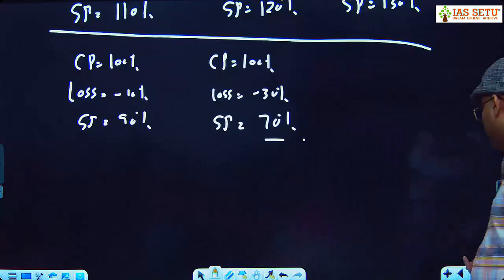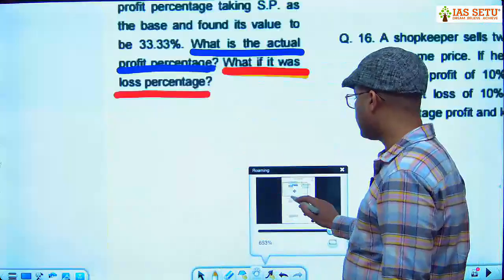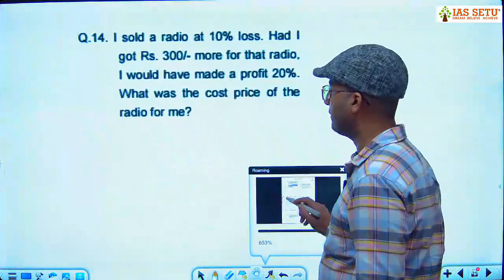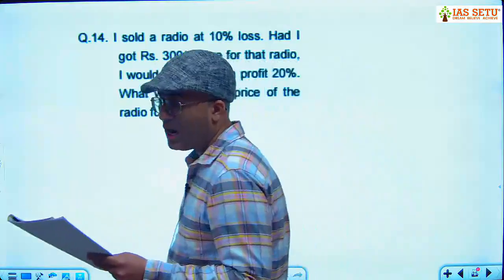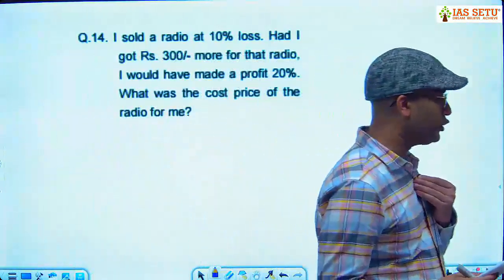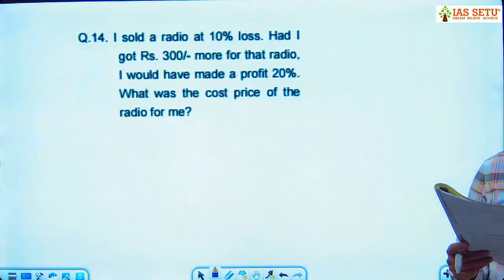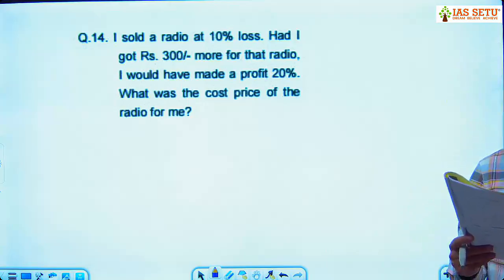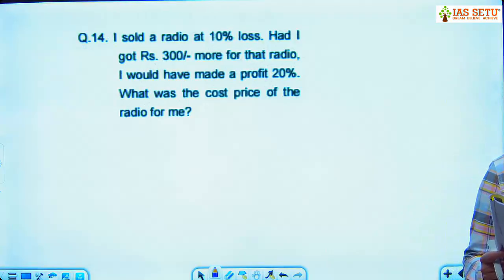Question number 14, I take this example and I take 2-3 similar example. I sold a radio at 10% loss. मैंने एक रेडियो 10% लॉस पे बेची. Had I got rupees 300 more for the radio, तो उसके बाद उंगली लगाने वाले इंसान आ जाते हैं, अरे सस्ता बेच दिया, मैं 300 रुपए ज्यादा दे देता.